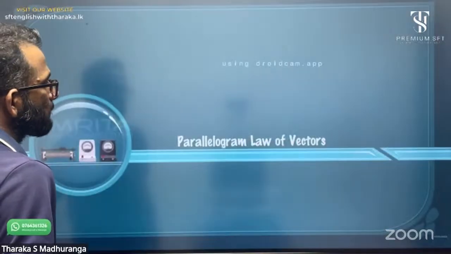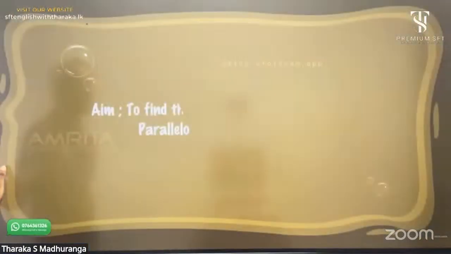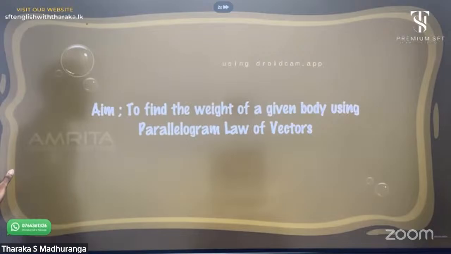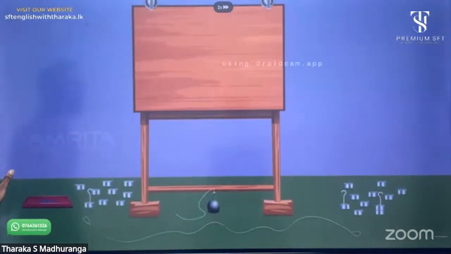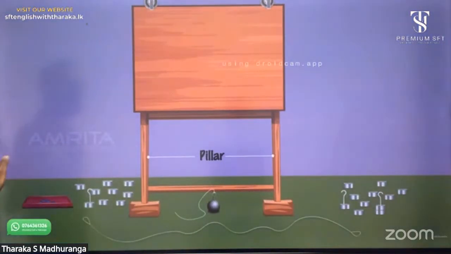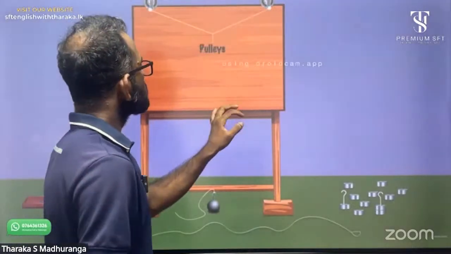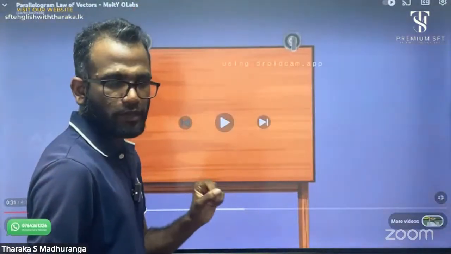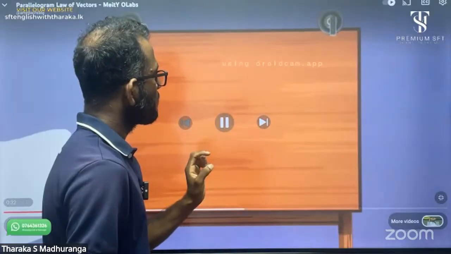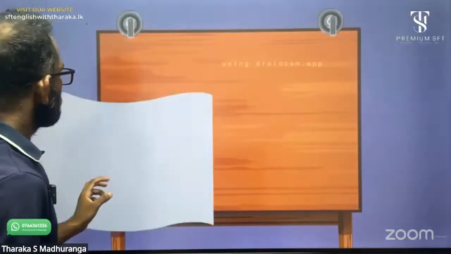Parallelogram law of vectors. To find the weight of the given body, use the parallelogram law of vectors. Let's understand the main parts of the apparatus. This is a wooden board, right? Place a paper on the wooden board. Okay, these are the steps.